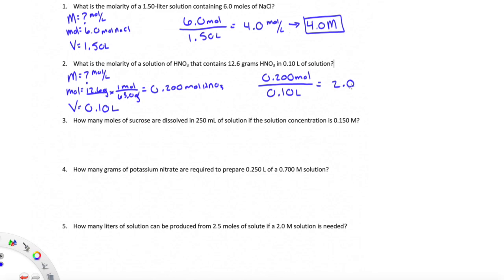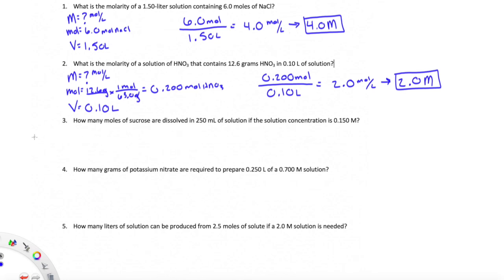2.0, and I just want 2 significant digits because this one has 2 and this one has 3, and we're going to go with the smallest. So that's going to be moles over liters, and since I know that's molarity, I'm going to rewrite that as 2.0 molar. All right, so there's the first two pretty straightforward questions.